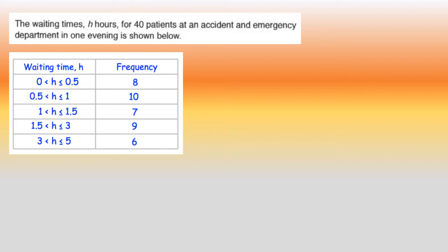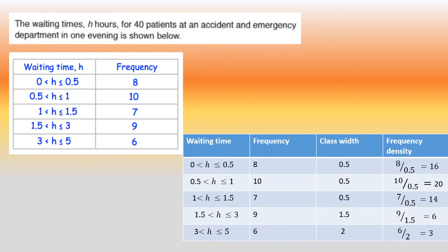So we are going to take this information into the table of 4 columns with class width and frequency density. I explained to you in the previous sum as well how to find the class width. So the class width is the difference between the class interval. 0.5 minus 0 is 0.5. 1 minus 0.5 is 0.5.